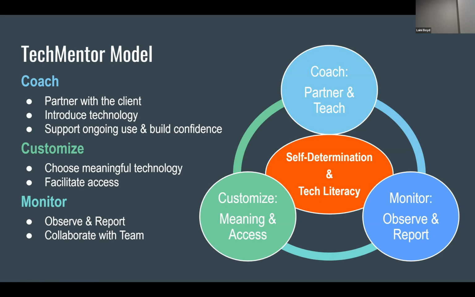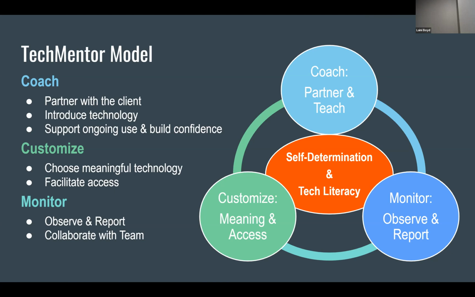And I know everyone in this room, you're all self-advocates, because you're here. So you're the people that are going out there and getting things for yourself, but sometimes we need help. Sometimes we need support to build our self-determination skills, what we call tech literacy, how we use technology. And there are 3 steps to the tech mentor model.